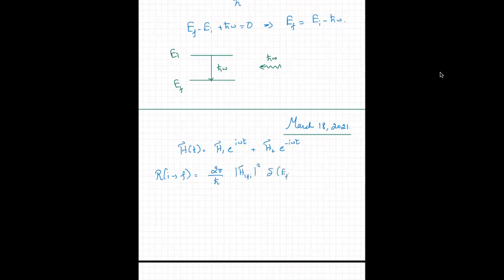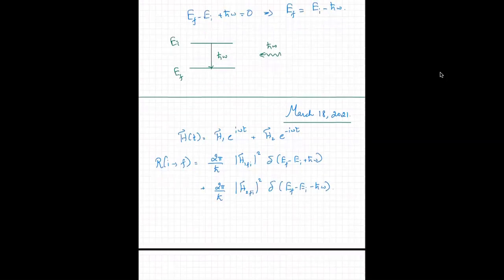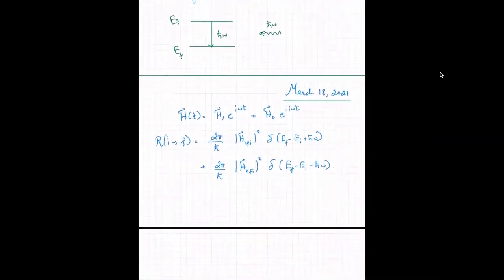delta of E_F minus E_I plus h bar omega. Okay, the second quantity is basically the matrix element of the second part between the final and the initial states, times delta of E_F minus E_I minus h bar omega. Okay, so if you want to discuss, for example, absorption, you will deal with only this part. And if you want to deal with emission, you will only deal with this part. But in general, they are both present.